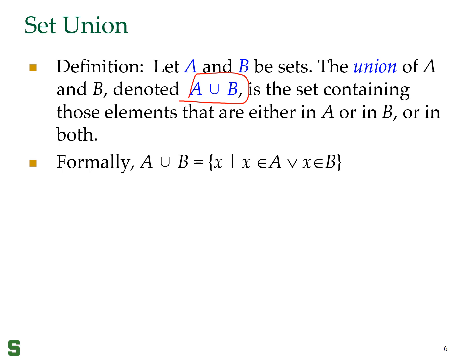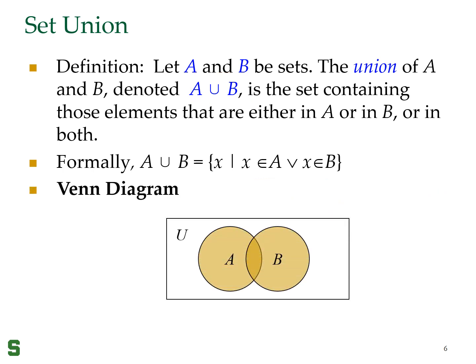We can write this formally as A union B is the set of elements X such that X is either in A or X is in B. Note that this is an inclusive OR, and that means we are okay if the element is in both sets. We can write this in terms of a Venn diagram. It looks like this. So this part that I'm shading will be all part of A union B.